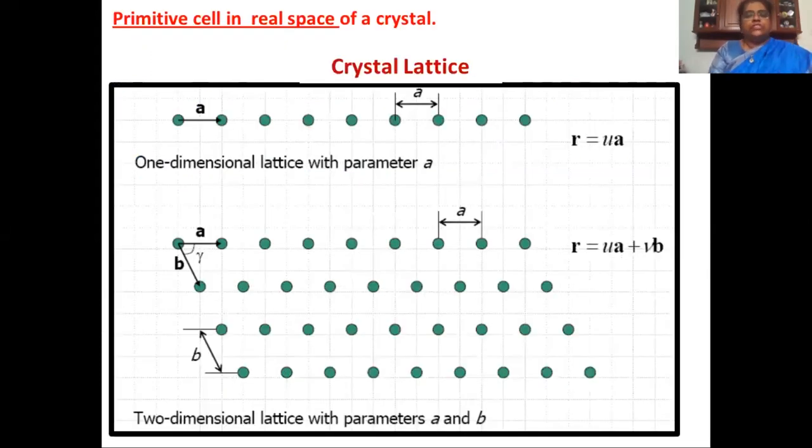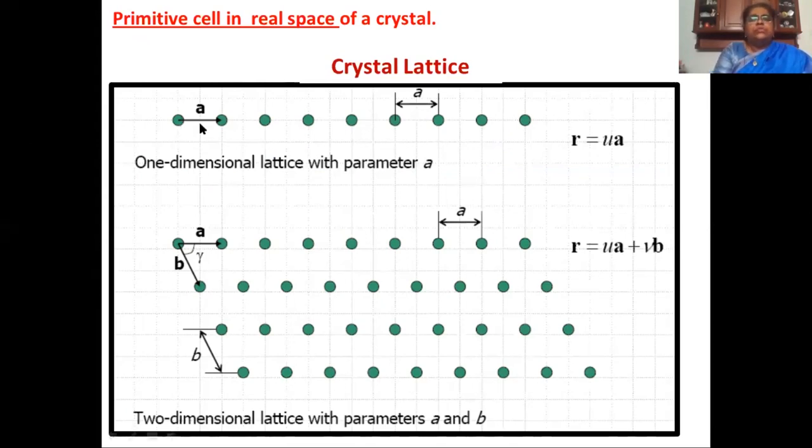For the sake of students, let me very quickly run through the basics of crystallography in one or two minutes, because I don't want you to be lost when I take you from real space to the reciprocal space. Okay, so now you look at this picture. We are trying to get the primitive cell in the real space in the first place. So we must know what a primitive cell is. So let me just explain.